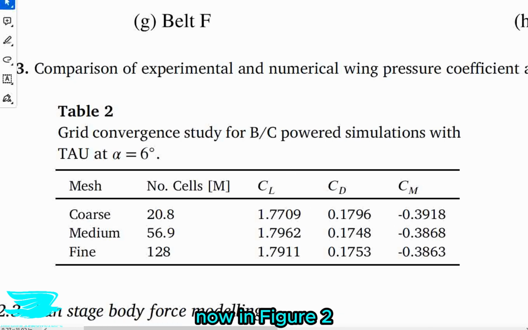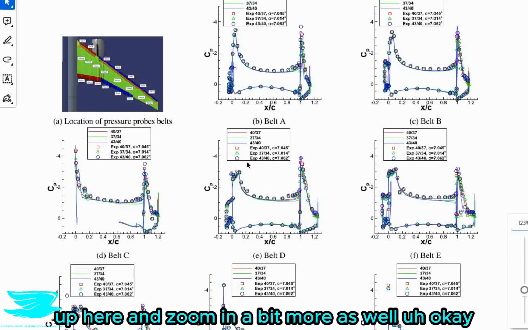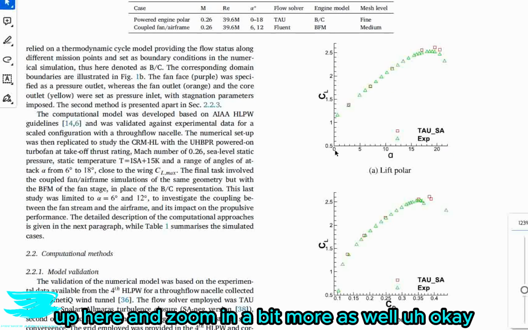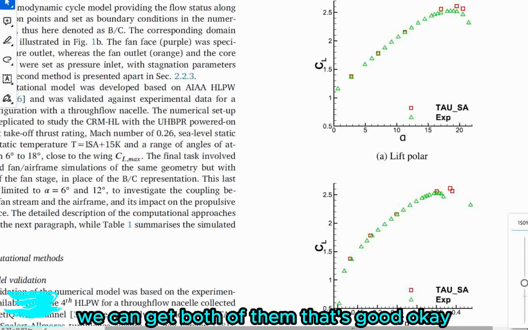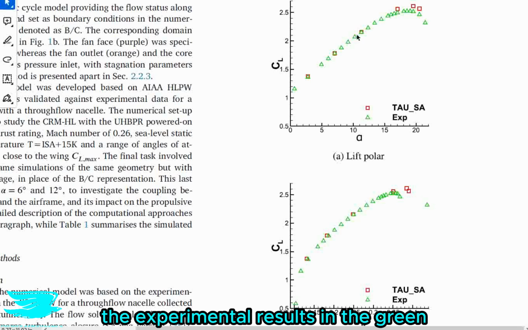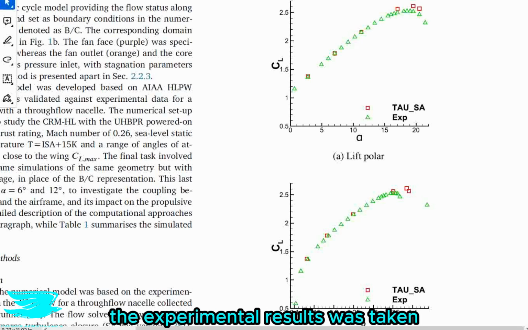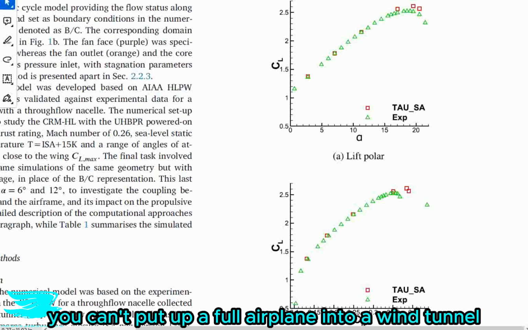Now in figure 2, we see the lift and drag information of their simulation. So let's go to figure 2 up here and zoom in a bit more as well. Okay, we can get both of them, that's good. Okay, so from what I can tell, they have the experimental results in the green and the CFD results in the red. And from what I can tell, the experimental result was taken at a Reynolds number of 5.5 million, which means that this is obviously not conducted at full scale, but that would be quite impossible. I mean, you can't put a full airplane into a wind tunnel.